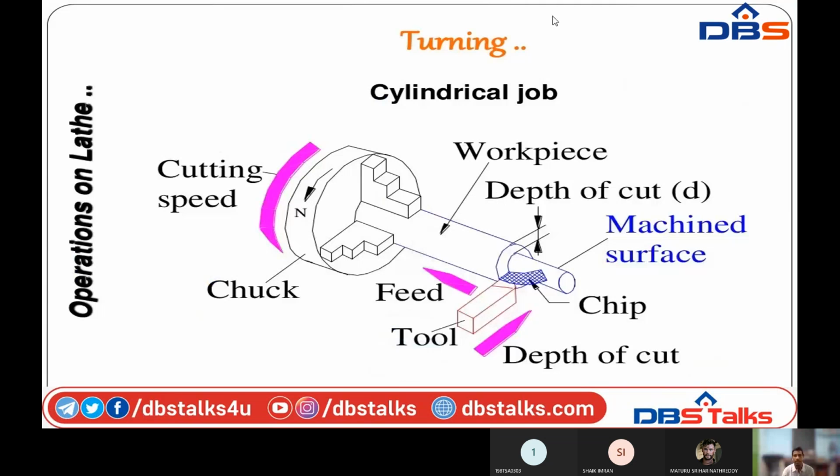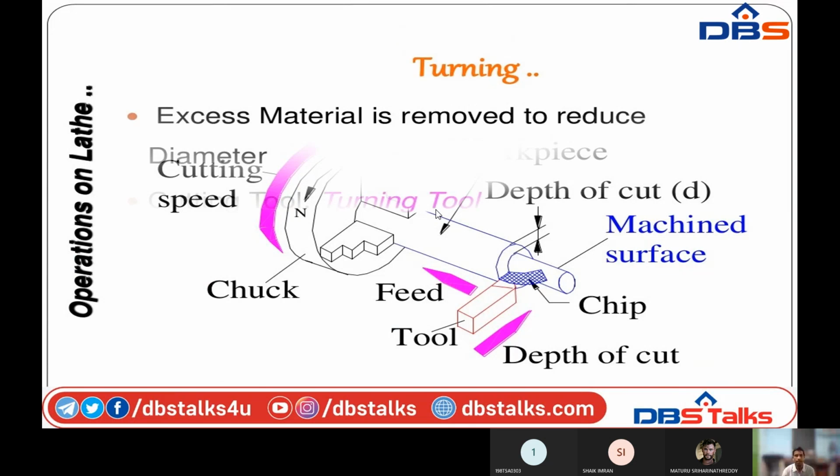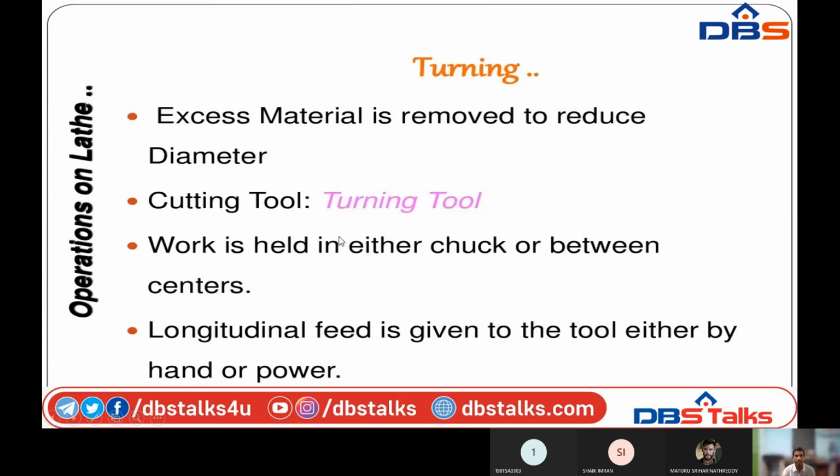Next, processes. Turning process. For the turning process, we are using a turning tool here. This is the picture of the turning process. Excess material is removed to reduce the diameter. The turning tool is used for performing the turning operation. The workpiece is held on the chuck. These are all similar for all operations.